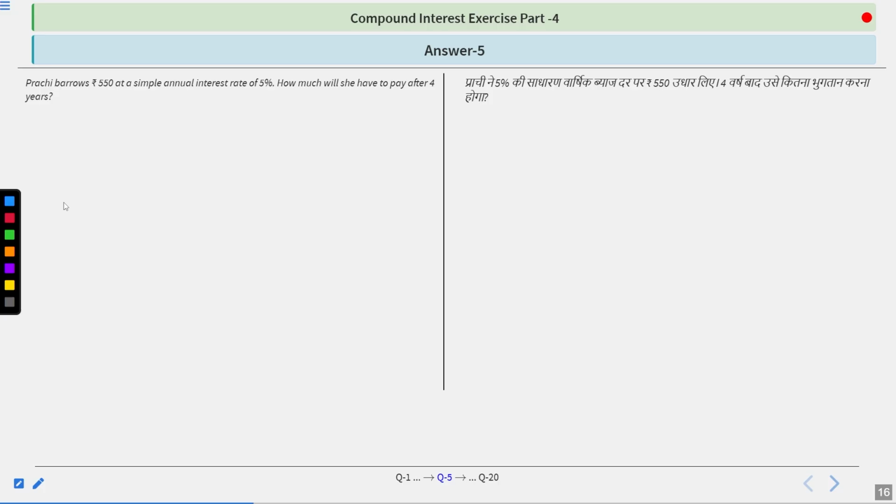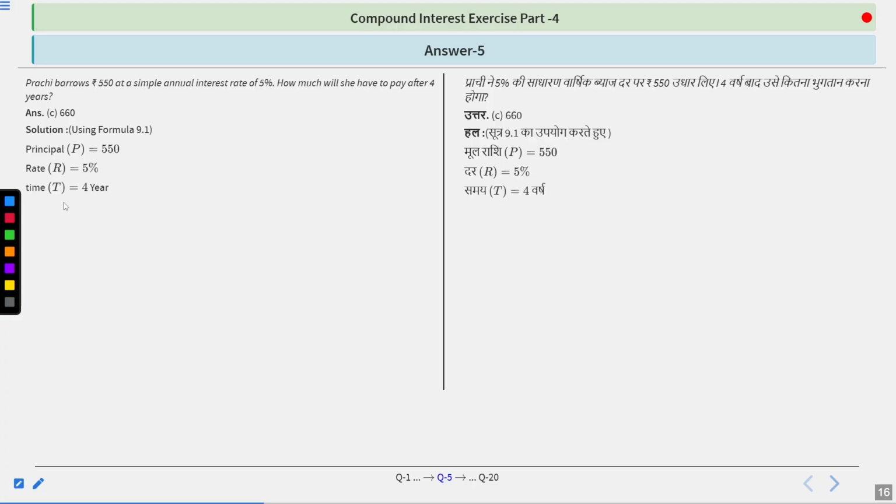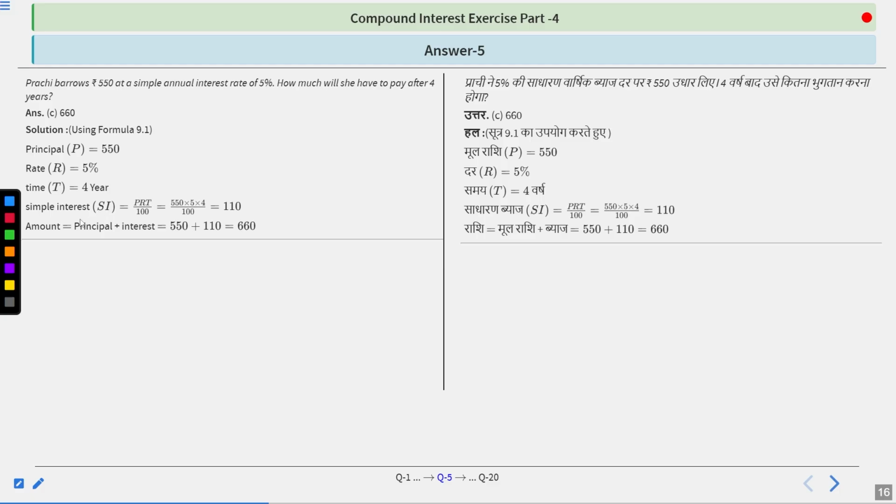So Prachi had borrowed rupees 550, the rate of interest was 5%, and the time period was 4 years. The answer to this question is option C, 660, and we are using formula 9.1 to solve this question. Principal was 550, rate was 5%, and time was 4 years. Using the formula of simple interest, that is 9.1, P into R into T upon 100, and putting the values of P, R and T in the formula, we get 550 into 5 into 4 upon 100, that is equal to 110.